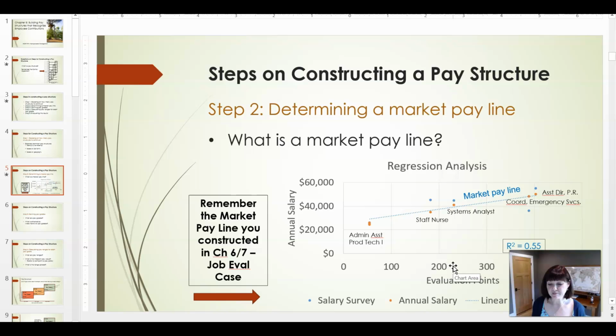And then we're going to look at whether we want to lead the market, match the market, or lag the market.